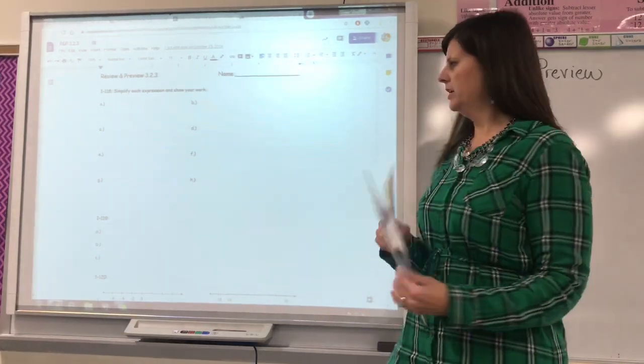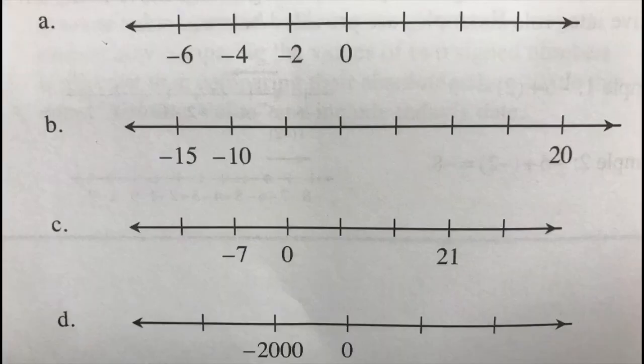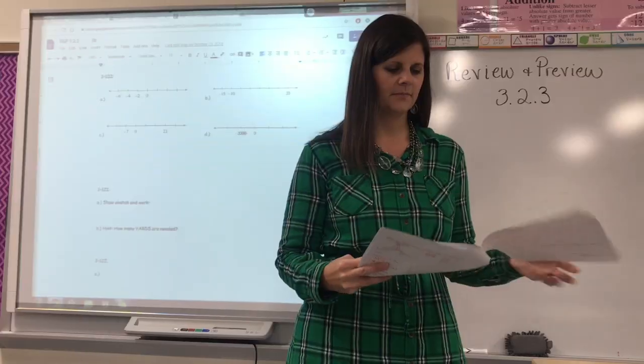For question 120, we've got some number lines that have some missing numbers. We've seen ones like this before. It's your job to fill in those missing numbers so that things are numbered consistently all the way across.